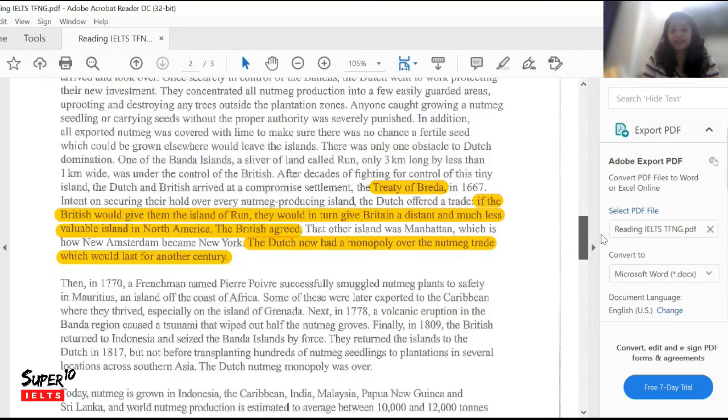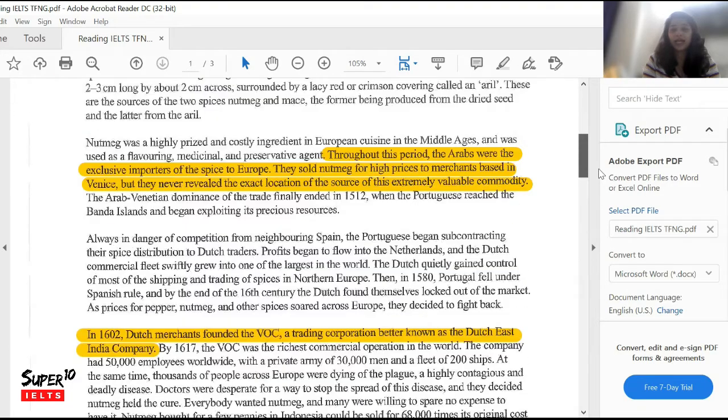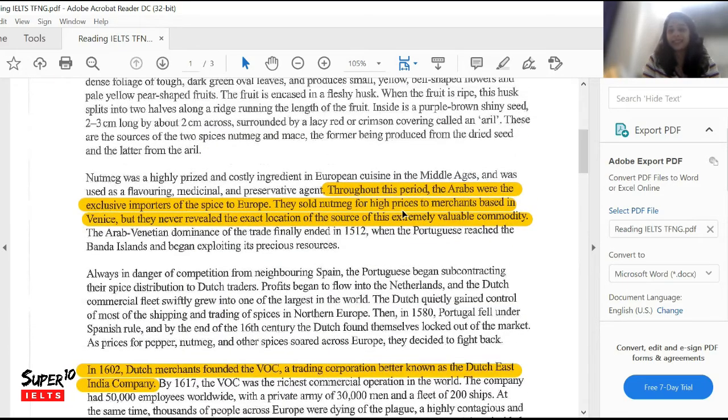You can read the statement again. You can pause the video and think of the answer. Does the statement say that? Now, when you are reading this, make sure you're paying attention to each and every word. So it is talking about Europeans. Throughout this period, the Arabs were the exclusive importers of the spice to Europe. They sold nutmeg for high prices to merchants based in Venice, but they never revealed the exact location of the source of this extremely valuable commodity. So, does the statement say that they knew?